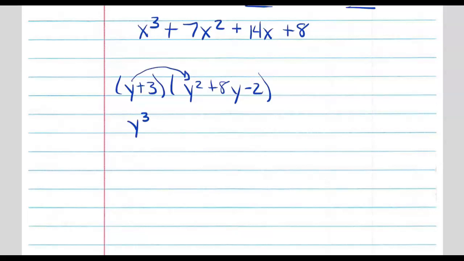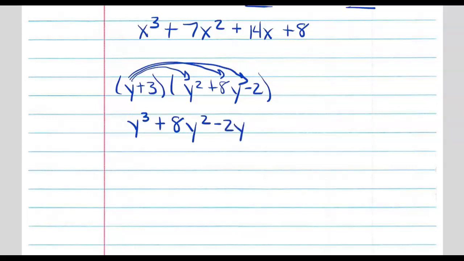And I'm going to work through this. The first one will be the same. So y times 8y, which is 8y squared. And then I have y times negative 2, so negative 2y.